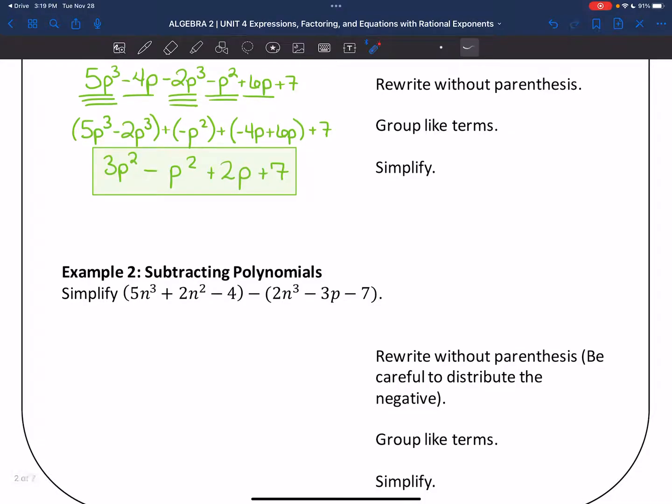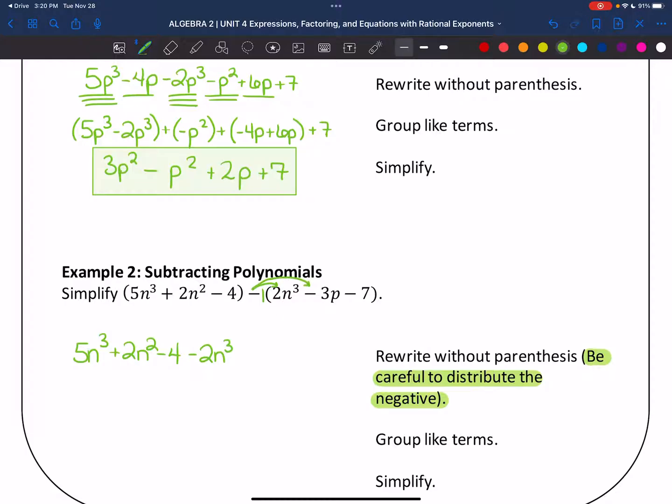Now, subtraction is much like this, but let's take a moment to highlight this. Be careful to distribute that negative. So what does that mean? We're going to rewrite this. 5n cubed plus 2n squared minus 4. But then what are we doing? We are subtracting 2n cubed. That's like saying negative 1 times that term. It's going to make it negative.